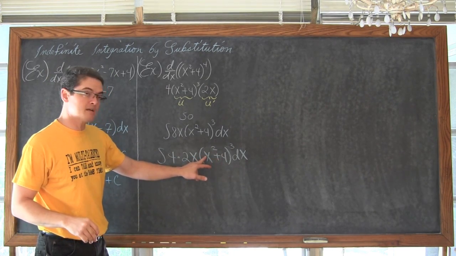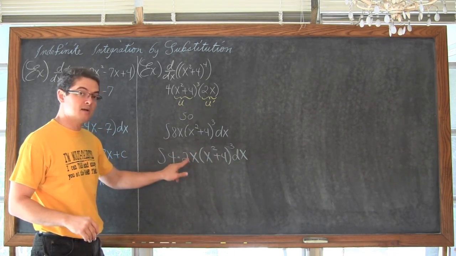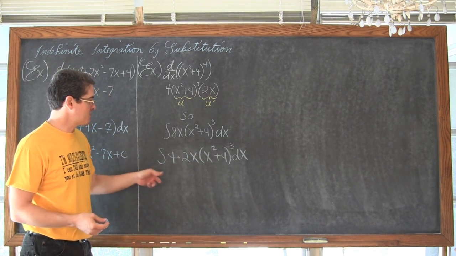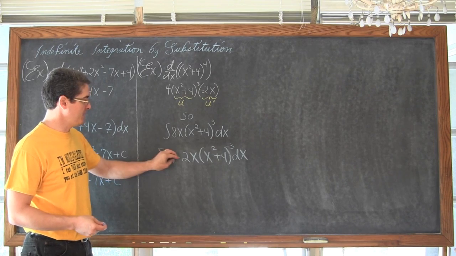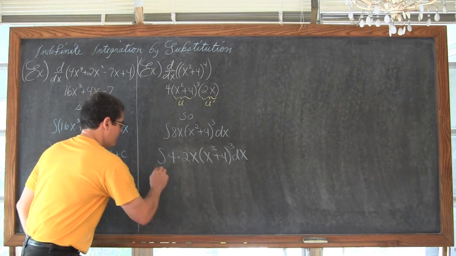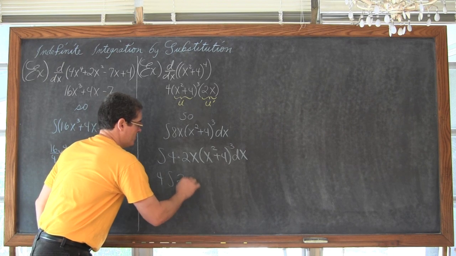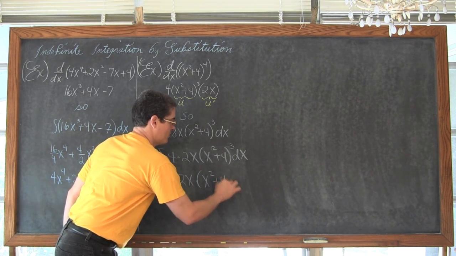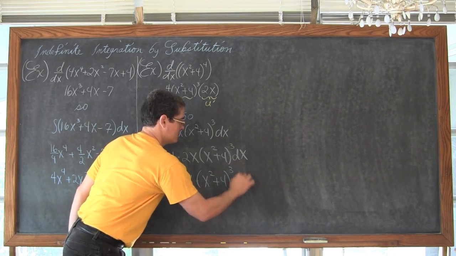now I can see that this inside function is x squared plus 4, and the derivative of this is 2x. So I see the derivative of that inside function now, chain rule. I want to take this 4 and move it out front, just to completely pull it away from this pattern that we have of the chain rule. So 4 times the indefinite integral of 2x times (x squared plus 4) to the third power dx.